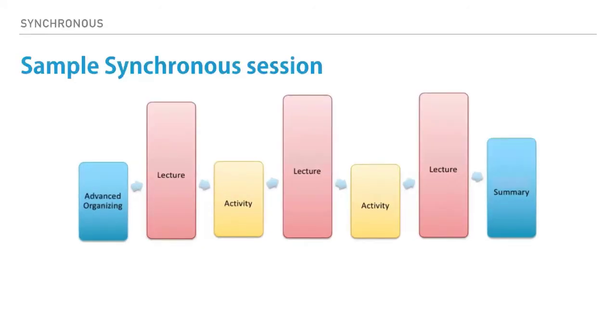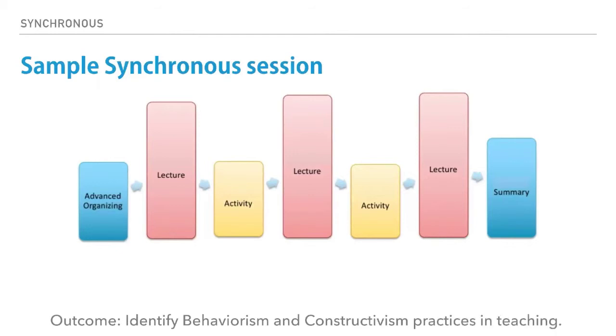But now let's see what it would actually look like with an example. So in one of my grad courses, we were going over constructivism and behaviorism theories, and so I use that as an example. It's not exactly what we did in the live session, but it's pretty close. So let's start with the outcome. We're going backwards to design. If the outcome is identify behaviorism and constructivism practices in teaching, that means by the end, students should be identifying. That's what I want them to leave with, so I want to make sure I know that's the goal.